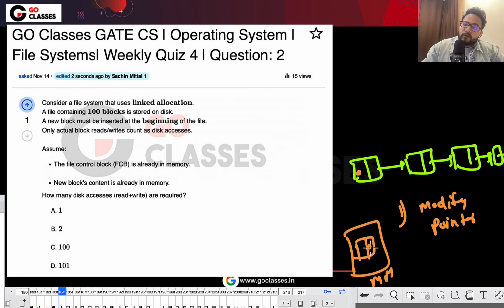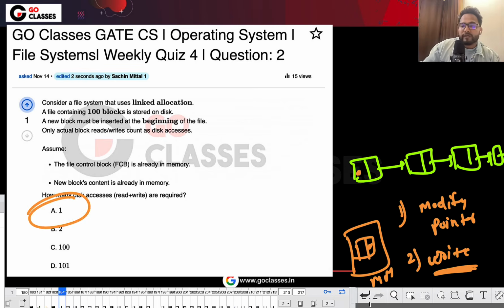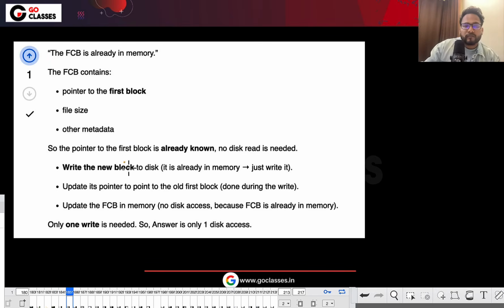And now you have already modified, and you will be just putting it in the disk. So putting it in the disk, you can put it anywhere, doesn't matter. Since it is linked allocation, it is anyway pointing to this, so you can put it anywhere. So basically you can say the write, just write. So just one write will be needed because modify pointer will not need anything. So you can say only one write will be needed. So A is the correct answer here. Only one disk access, so A is correct.